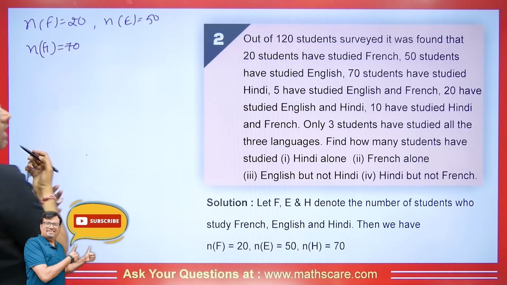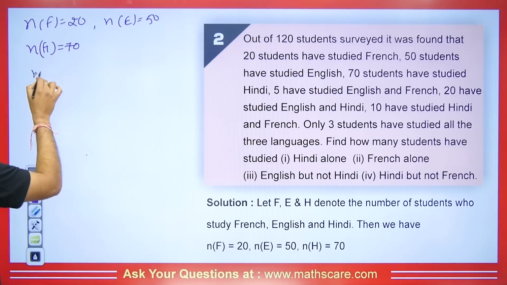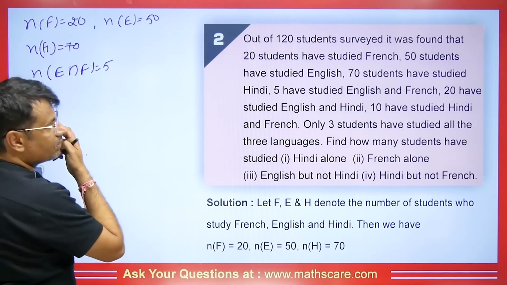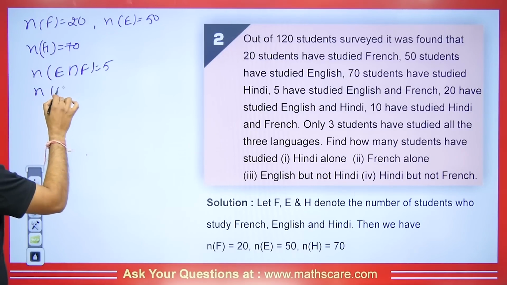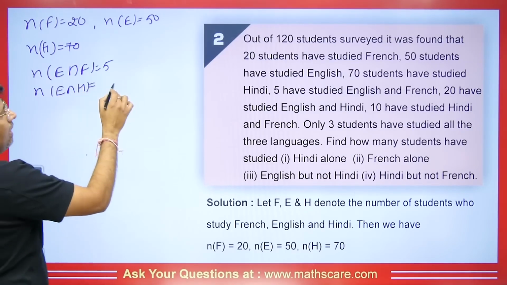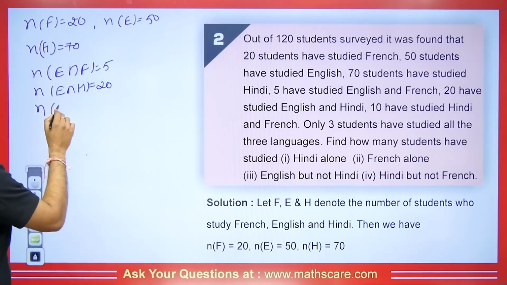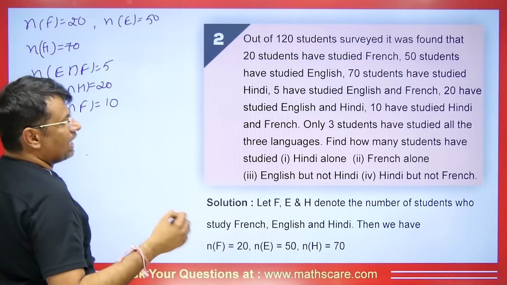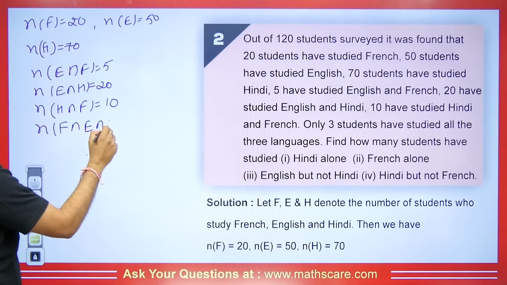For overlaps, 5 study both English and French. So N of E intersection F is equal to 5. Moving on to another set of data. 20 study Hindi and English. So N of E intersection H is equal to 20. And lastly, 10 study both Hindi and French. So N of H intersection F is equal to 10. Clear? And 3 students study all 3 languages, which will be N of F intersection E intersection H is equal to 3.